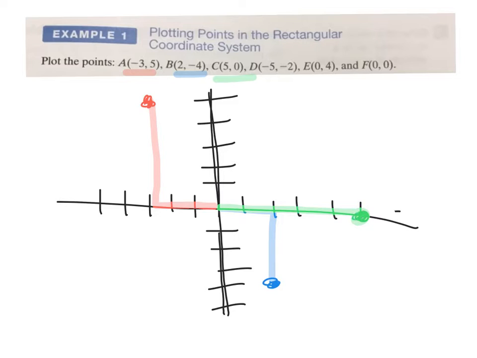on the line. And then we look at our next one where we go left to the 5, but we go down 2. And so we end up at this spot for the yellow. Then we have our E, where we don't go left to right because it's a 0, but we go up to the 4. So we have this dot. And then finally, we have our origin, which is just 0, 0.